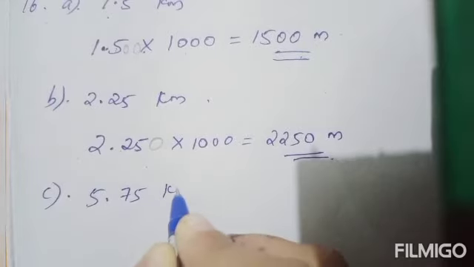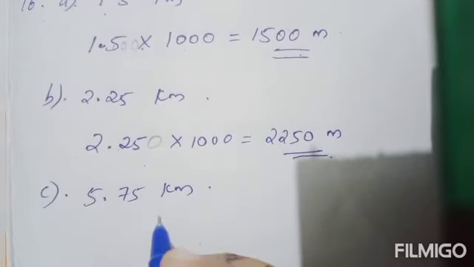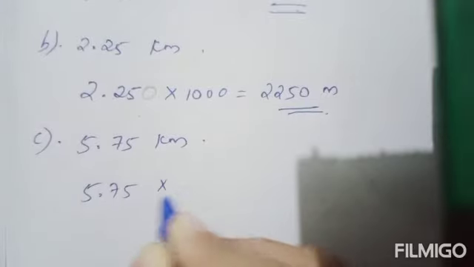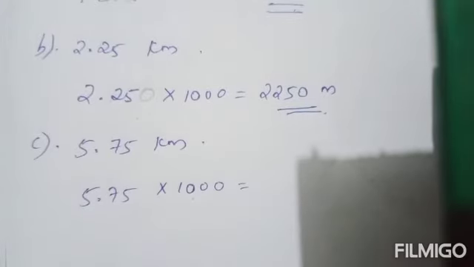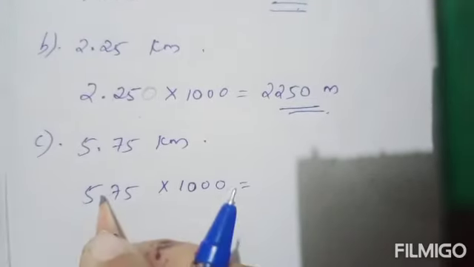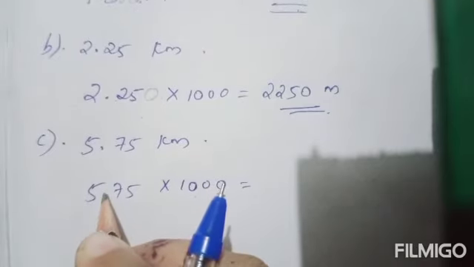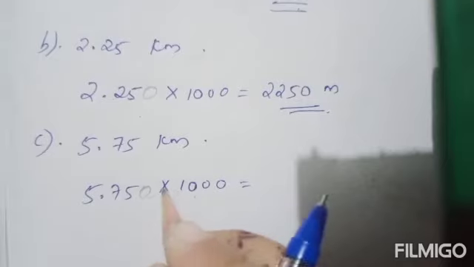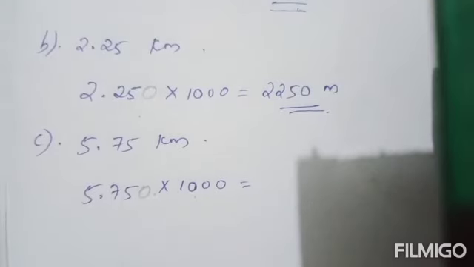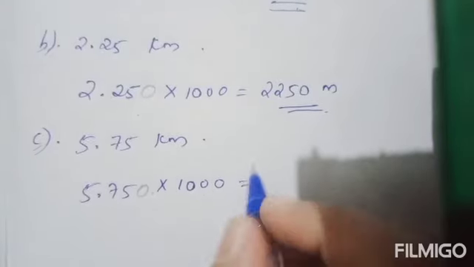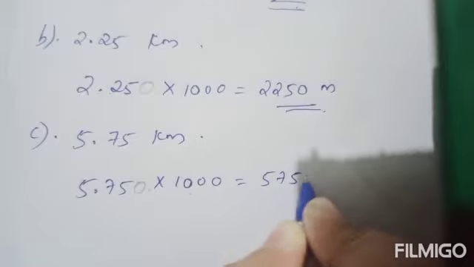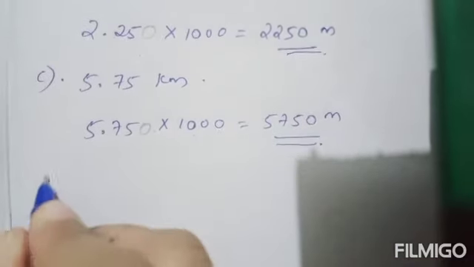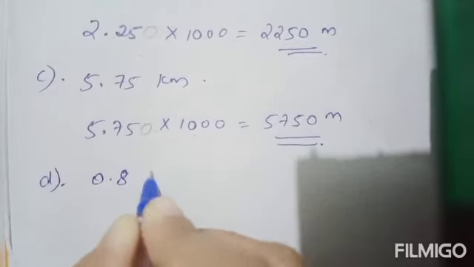Next C, 5.75 kilometer. In order to express kilometer in meter, just multiply by 1000. Multiplication by 1000, decimal point will move 3 places to the right. So this is 1, 2, third place you put 0. After this the decimal point will come. So what will you get? 5750 meter.